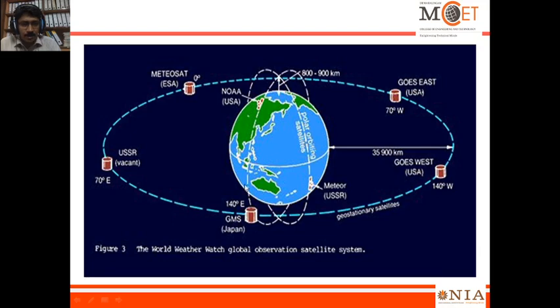This orbit is the sun synchronous orbit, or polar orbiting satellites. These satellites are at nearly 750 to 900 or 1000, 750 to 1000 kilometer range height. At that height, these satellites rotate around the earth in the polar direction. It is in the geosynchronous direction, right? It is in the equatorial direction, it is in the polar direction, right?